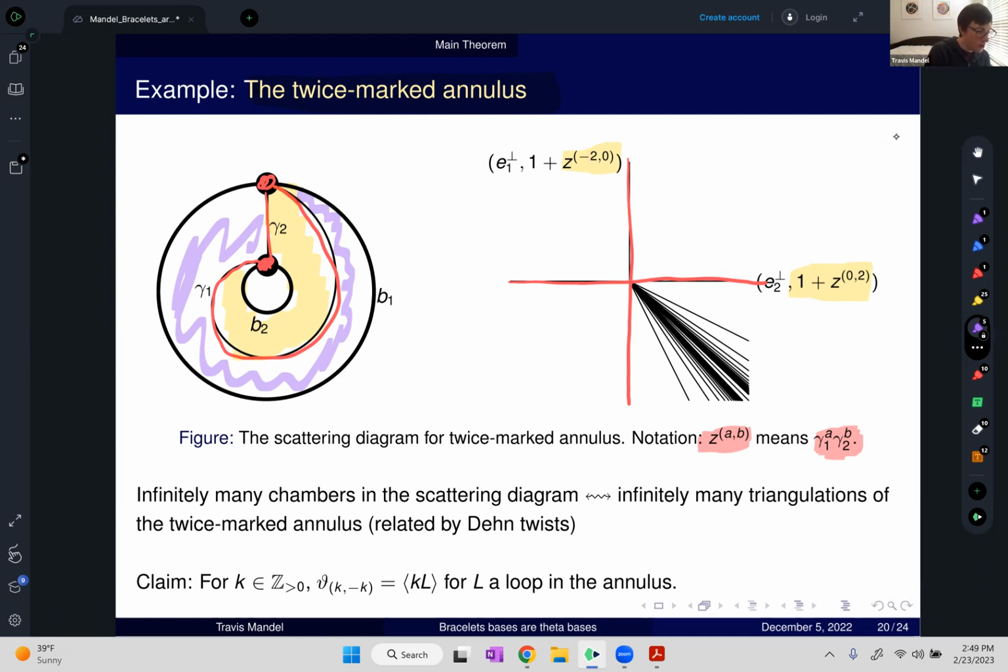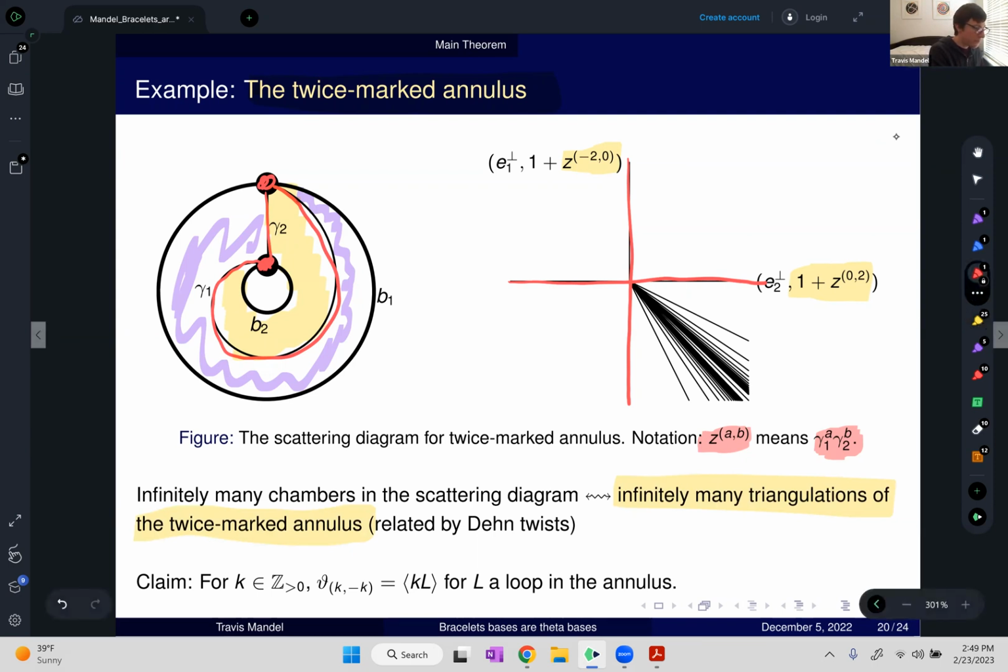So we get these initial walls, and then you add a bunch of additional walls to make the scattering diagram satisfy this consistency condition that Gross-Siebert and Kontsevich-Soibelman have. And you can see that there are infinitely many chambers here. And related to that, there are infinitely many triangulations of this annulus. They all come from Dehn twisting, the one I drew here.